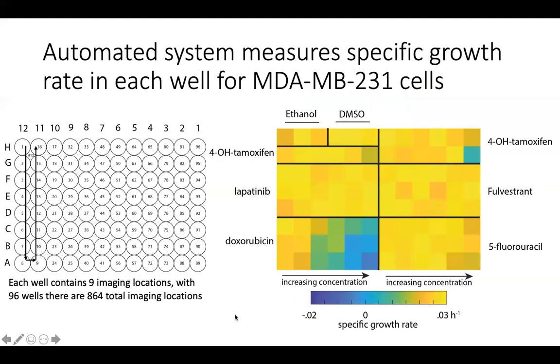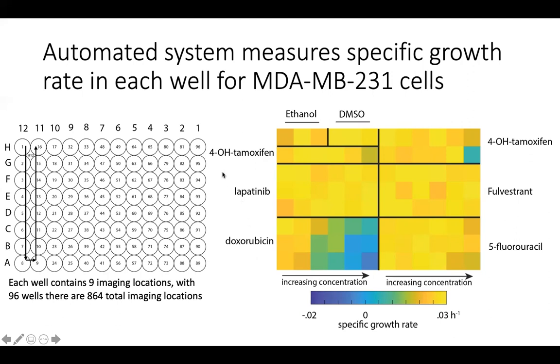The way that we do this is using an automated system where the microscope travels from well to well, imaging each condition one at a time. We can do one imaging cycle every 20 minutes. Each well contains 9 imaging locations. With 96 wells, there are 864 total imaging locations. With 10 to 20 cells per imaging location, in a single experiment, we image 10 to 20,000 cells over the course of 24 hours.